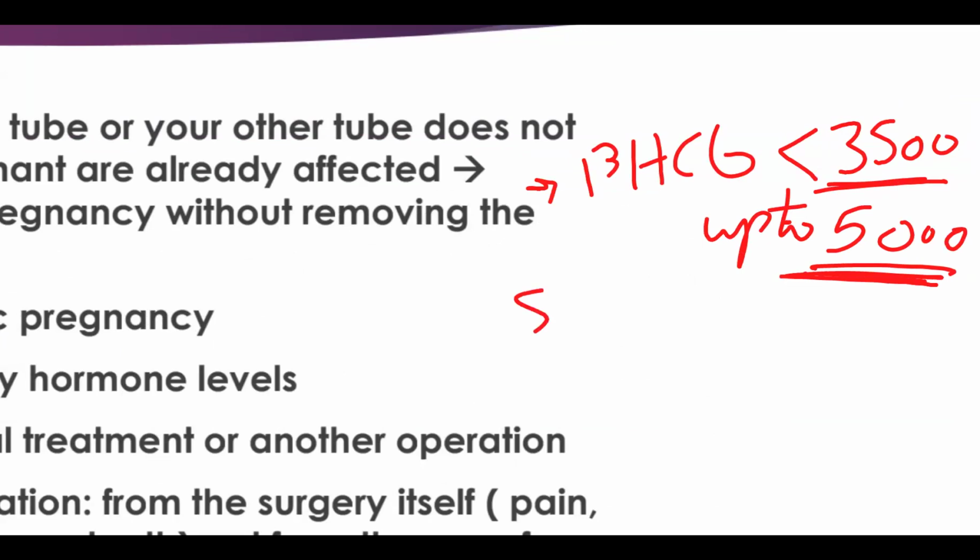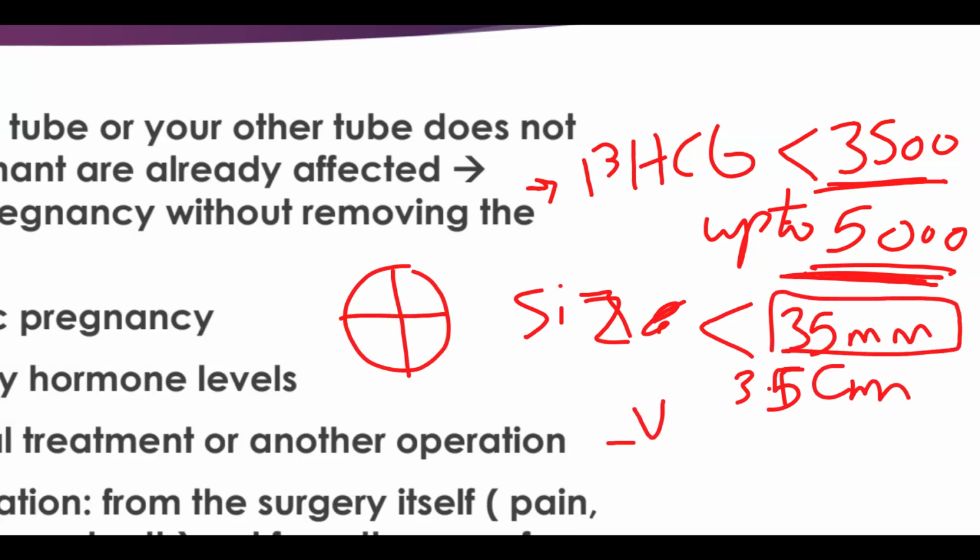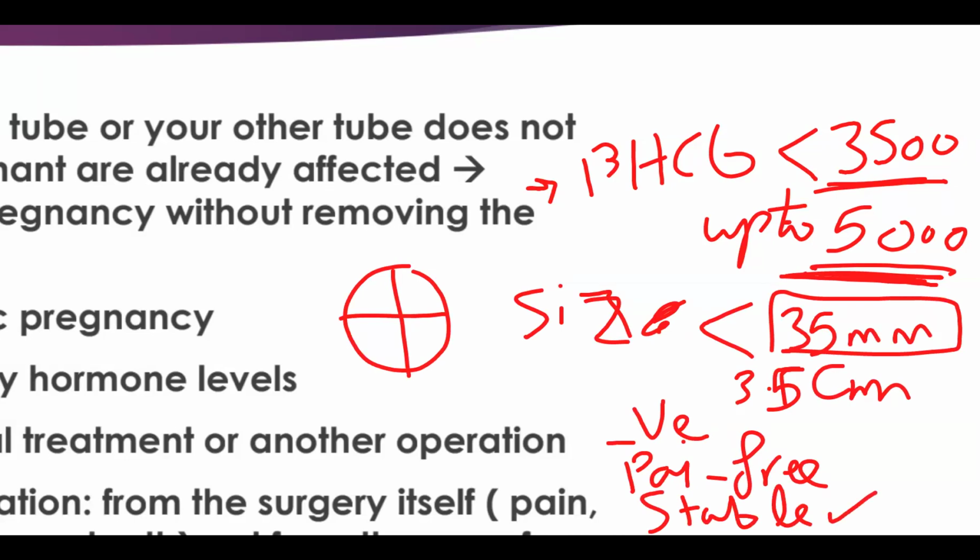Number 2, regarding the size of the sac, it has to be less than 35 millimeter in all dimensions, like anterior and transverse, or 3.5 centimeter. Usually they use the millimeter. So 35 millimeter, and negative cardiac pulsations. The patient has to be pain-free, without pain, and she has to be stable. Blood pressure, pulse, and oxygen saturation, everything in the normal range. So no pain, no severe bleeding, the patient stable, the fetal cardiac pulsations negative, and the beta-HCG.